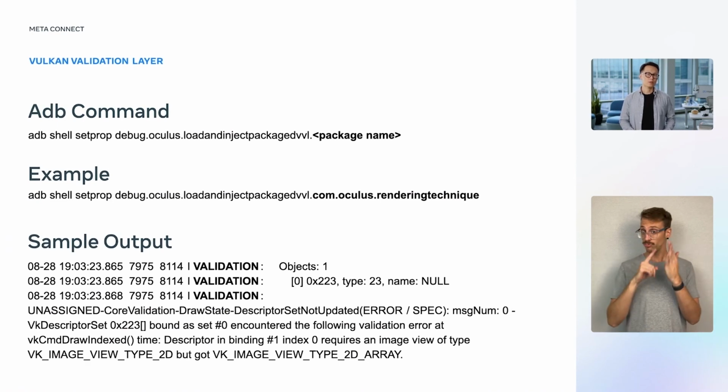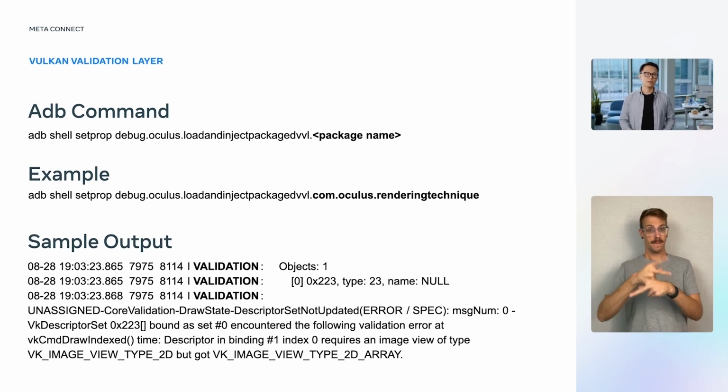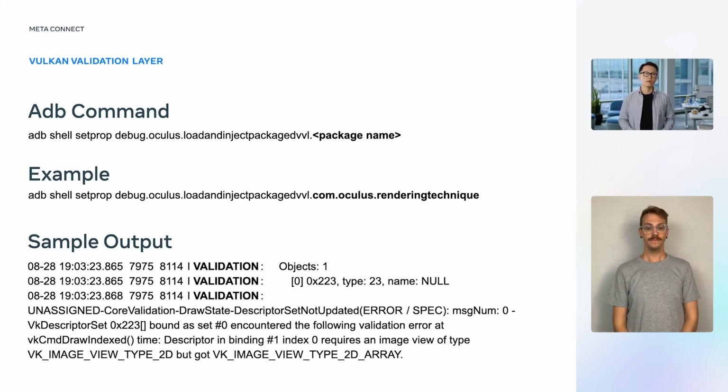But if you want to check for Vulkan errors over the span of an entire program execution instead of a single frame, then you use the Vulkan validation layer via setprop. Simply use the adb command shown here. You have to replace the bolded package name with your app's package name. After entering this command, simply launch your app. The errors or warnings will be shown in Logcat. You can use the tag validation to filter for the Logcat output.